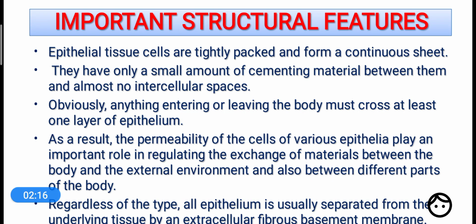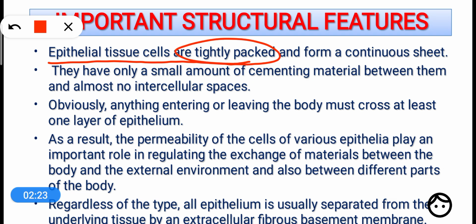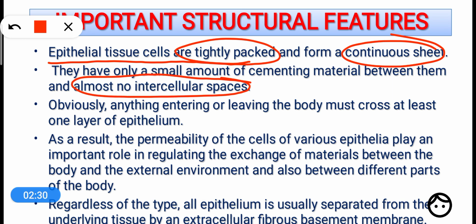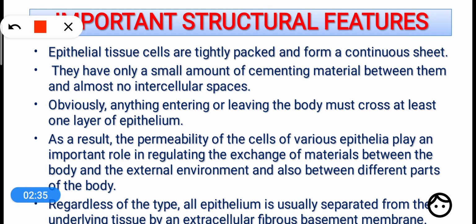These all are made up of epithelial tissues. Okay. Some important structural features of epithelial tissues are these: that epithelial tissue cells are tightly packed. So they make a continuous sheet, and because of this they have very little or almost no intercellular space between them. They have actually no intercellular space between them, and because of this the cementing material between the cells is also very less. A very small amount of cementing material is present between the cells. Whenever something is entering into the body or exiting the body, it has to cross at least one layer of epithelium.